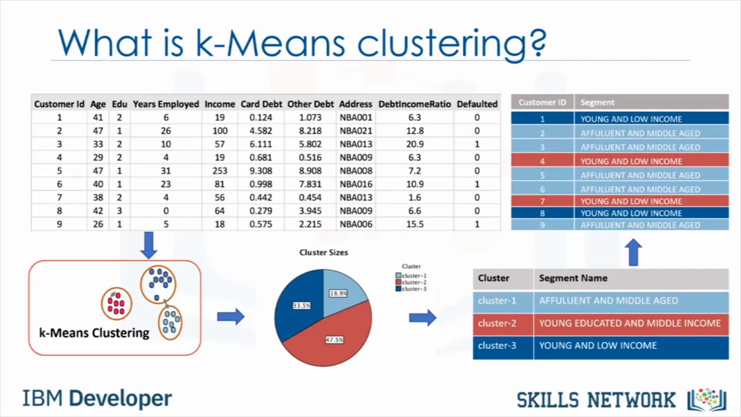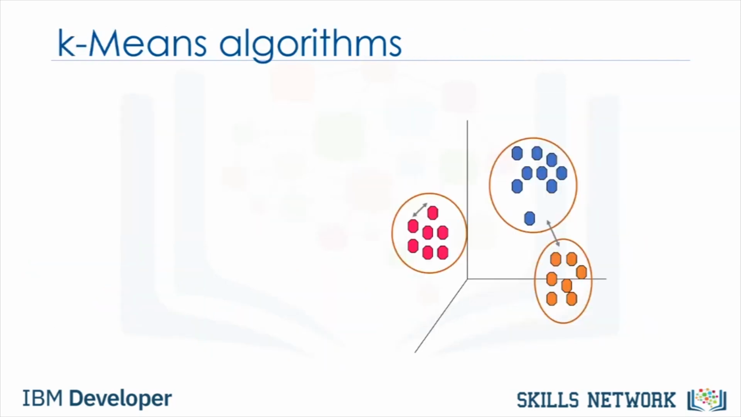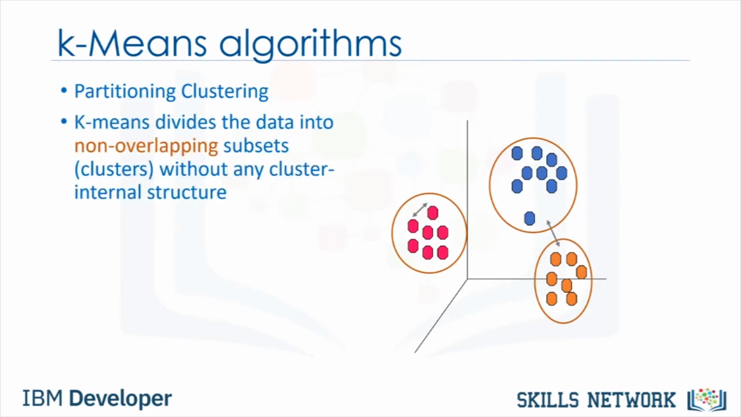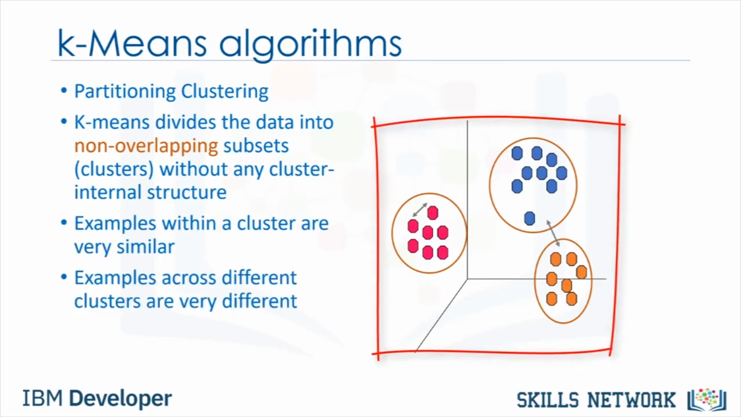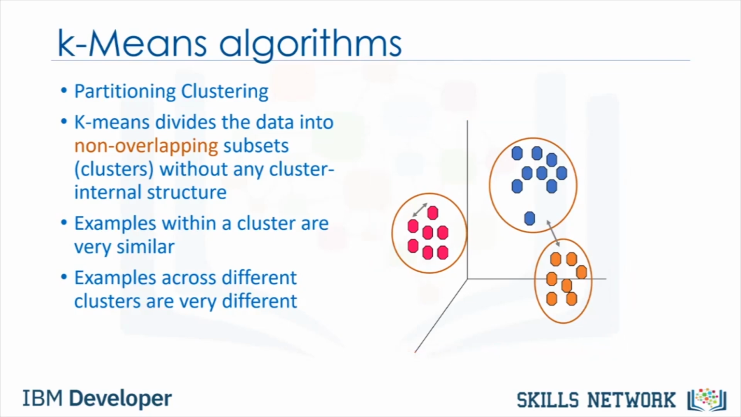Let's define this technique more formally. There are various types of clustering algorithms, such as partitioning, hierarchical, or density-based clustering. K-means is a type of partitioning clustering. That is, it divides the data into k non-overlapping subsets, or clusters, without any cluster internal structure or labels. This means it's an unsupervised algorithm. Objects within a cluster are very similar, and objects across different clusters are very different or dissimilar. As you can see, for using k-means, we have to find similar samples, for example, similar customers.